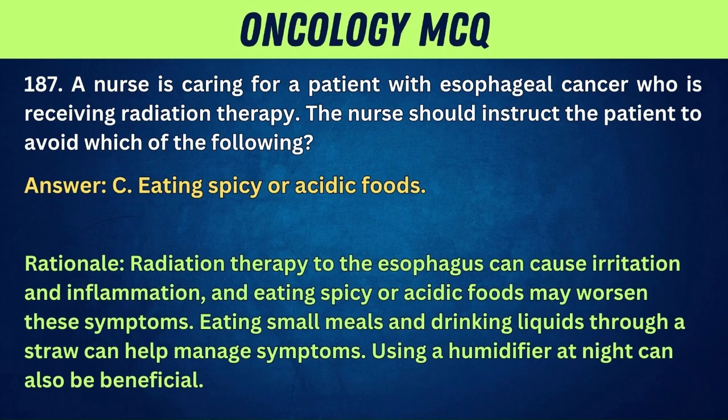Answer. C. Eating spicy or acidic foods. Rationale. Radiation therapy to the esophagus can cause irritation and inflammation, and eating spicy or acidic foods may worsen these symptoms. Eating small meals and drinking liquids through a straw can help manage symptoms. Using a humidifier at night can also be beneficial.